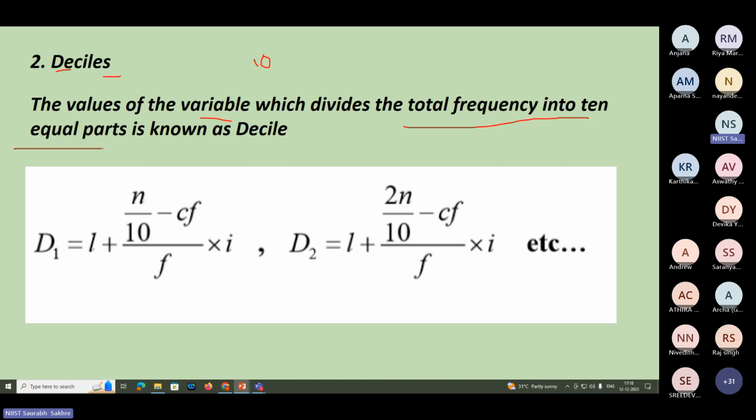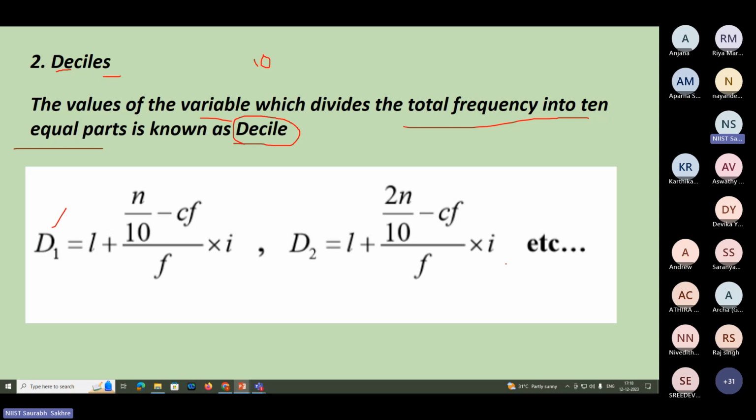When I am dividing into 4 equal parts, those are quartiles. When I am dividing into 10 equal parts, those are deciles. Let me show the formula. D1 equals L plus (n by 10 minus Cf) upon f into I, and D2 equals L plus (2n by 10 minus Cf) upon f into I.